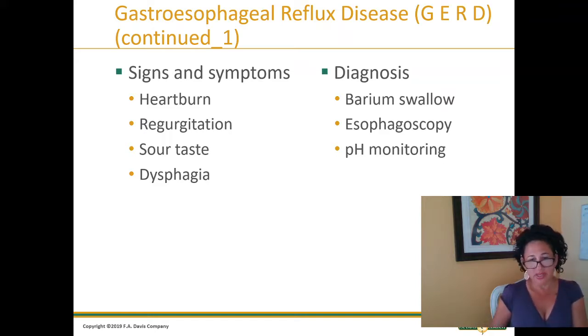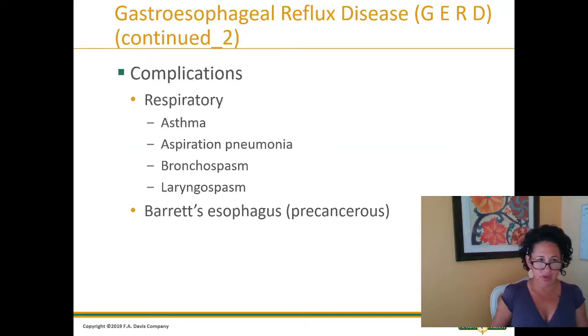How do we diagnose these? A barium swallow test will show that. They have you swallow this barium, and then they're able to see on the screen exactly what is not working properly and see if they can repair it. They can monitor your pH as well.